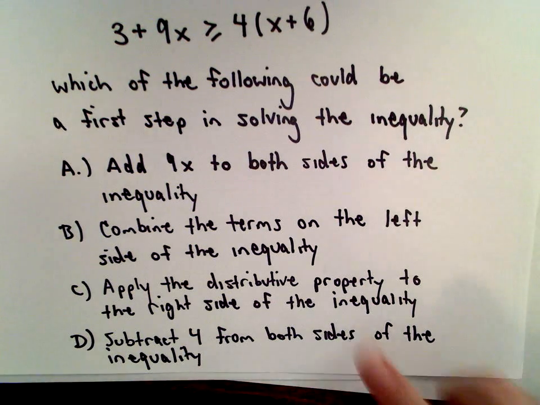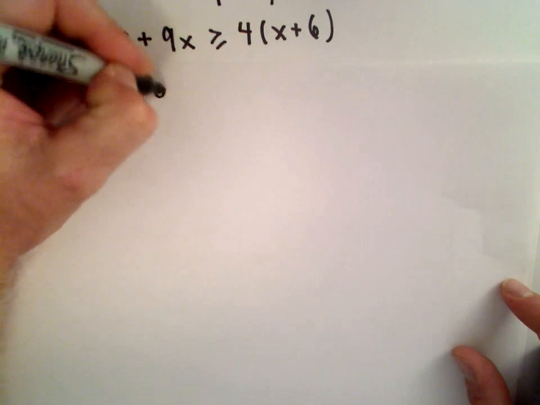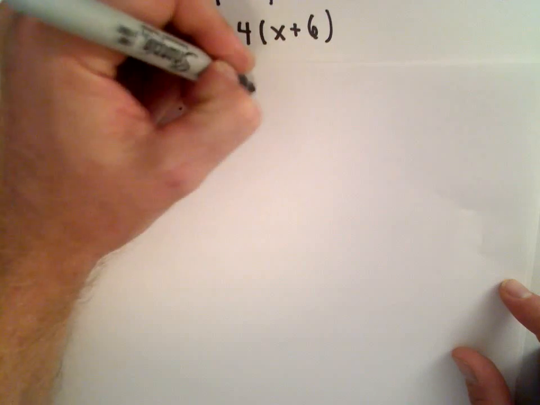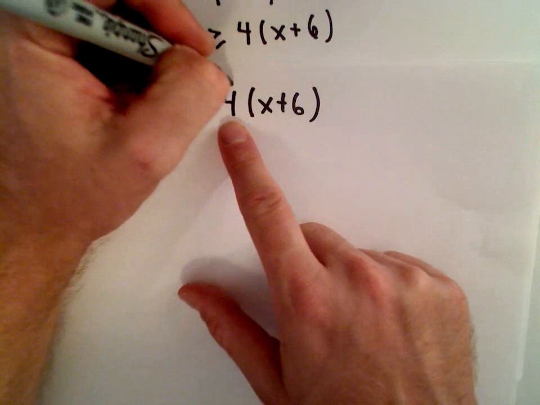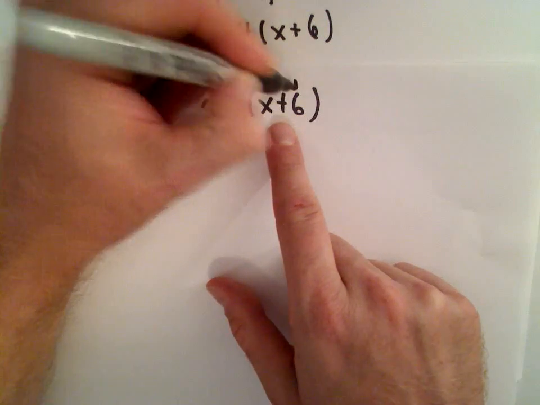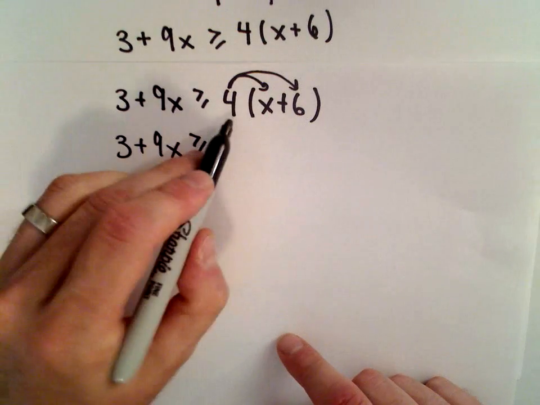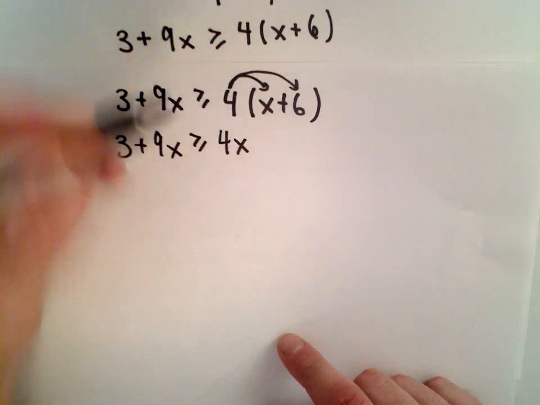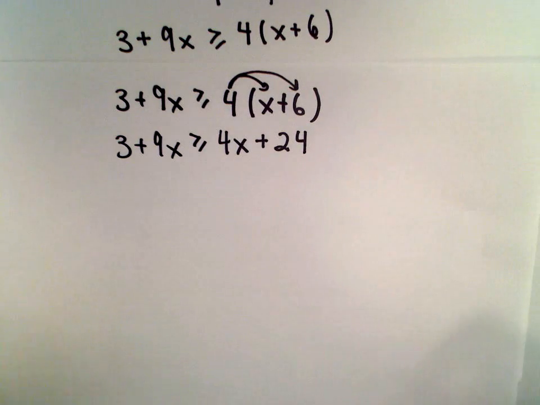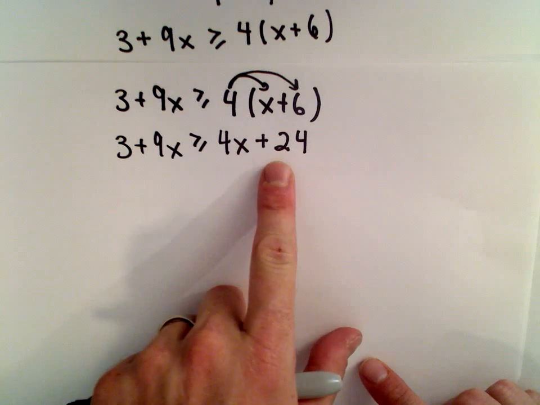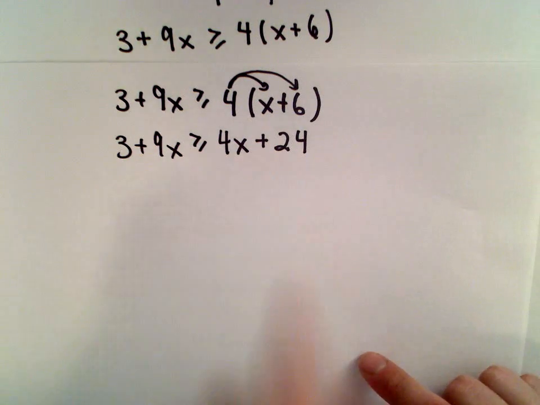C says apply the distributive property to the right side of the inequality. And I think this sounds like a good idea to me. So again, recall the distributive property says that we'll take this factor 4 and we'll multiply it to both terms inside the parentheses. So if we do that, we would distribute and have 4 multiplied by x, which would be 4x. 4 times 6 would be 24. And to me, this is good because when you get rid of parentheses, you're now able to start adding and subtracting and combining things to help you get your solution.